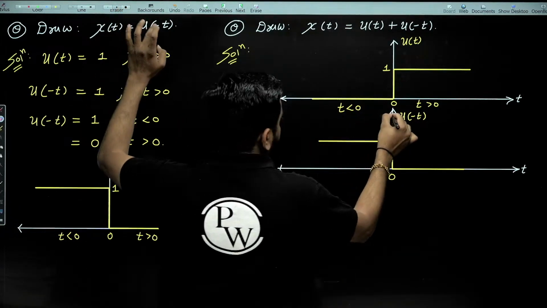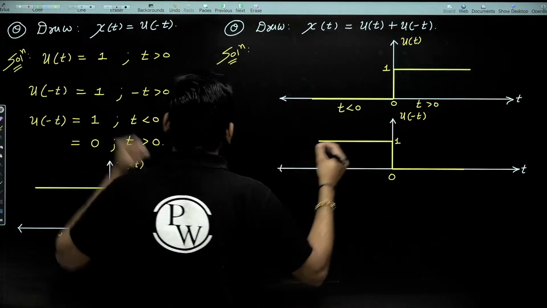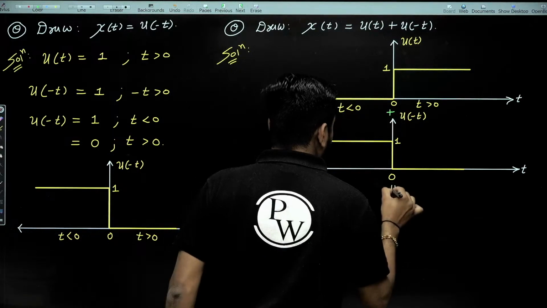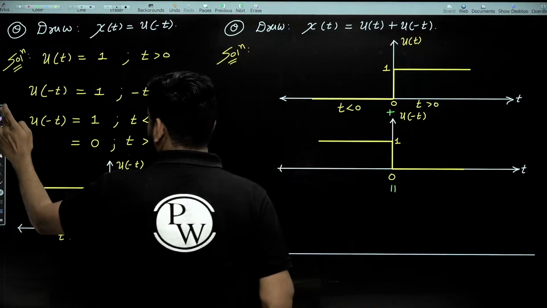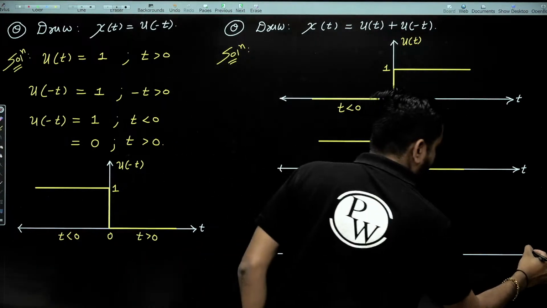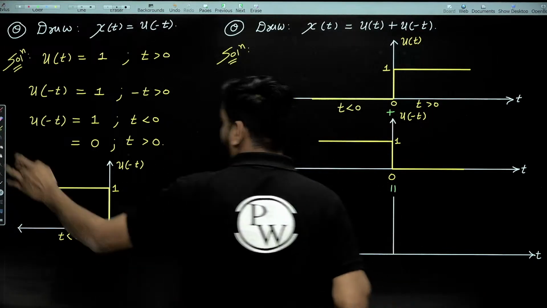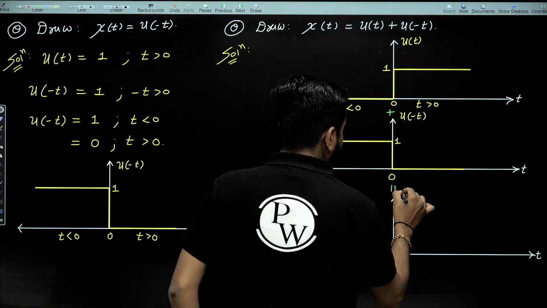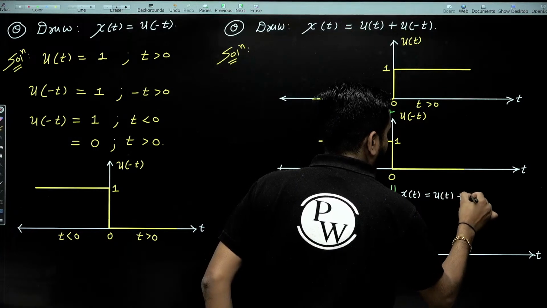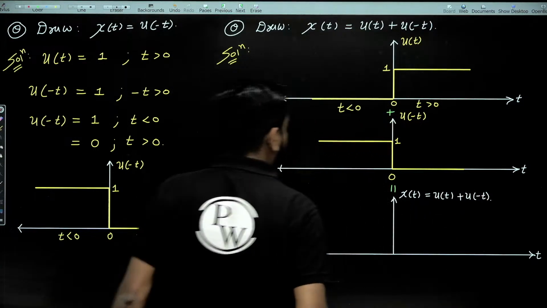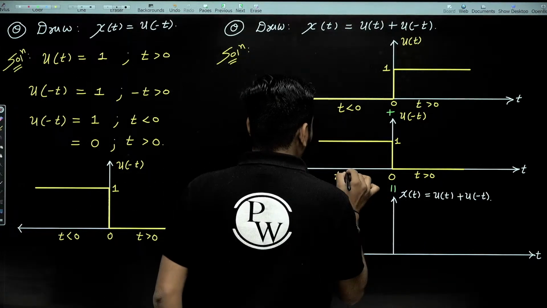So if you add these two signals, what will be the resultant signal? At t equal to 0, what will happen? The resultant signal x of t is nothing but u of t plus u of minus t. This is for t greater than 0 and t less than 0.